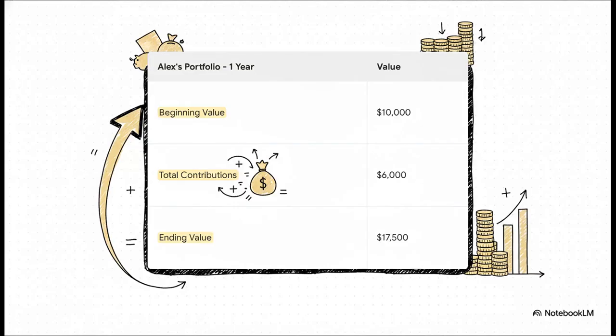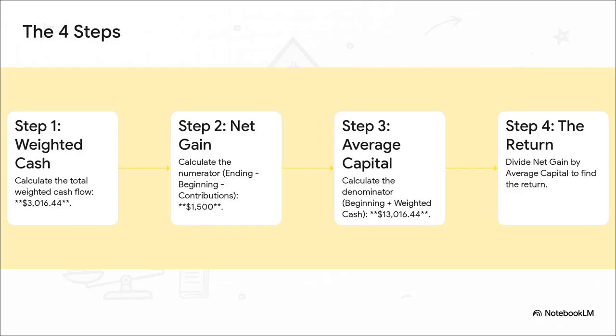So here are the raw numbers. Simple, right? Started with $10,000, put in a total of $6,000 over the year, and ended with $17,500. That's all the info we need. Let's plug it into our formula. Okay, let's walk through the 4 steps.